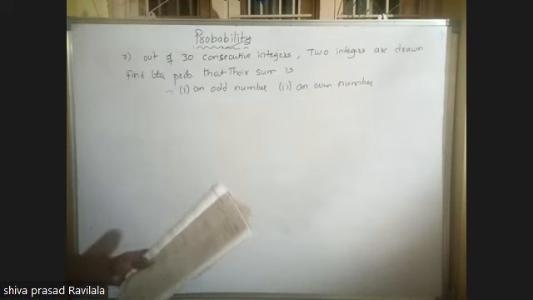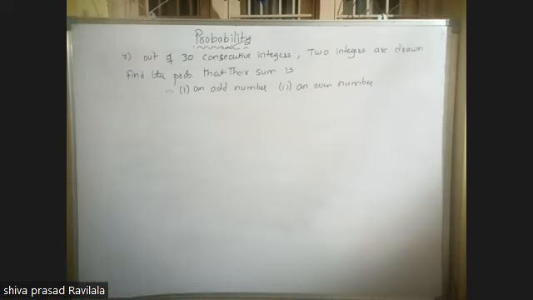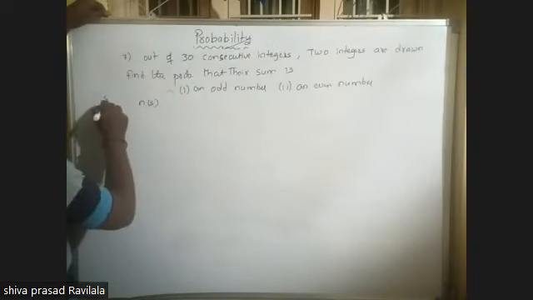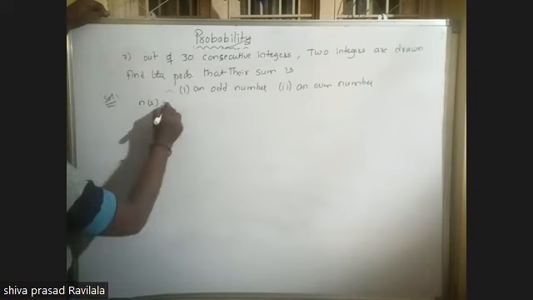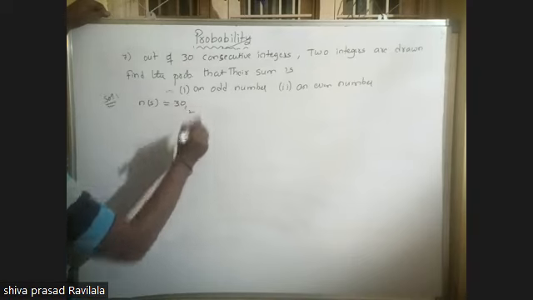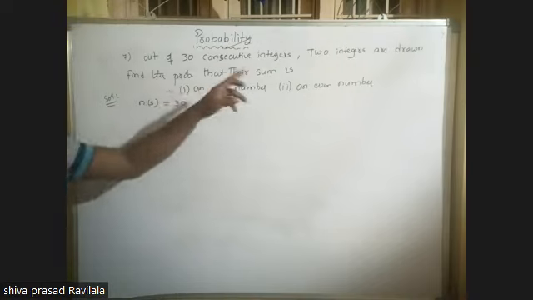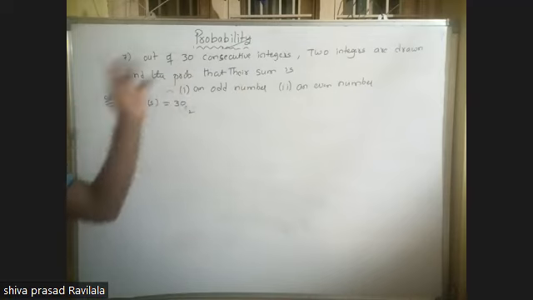How do you take that one? N of S you directly write down. Here 30 consecutive integers, 2 integers are drawn. N of S is equal to 30C2. We are taking 2 integers, therefore 30C2. And what is our question? Find the probability their sum is an odd number and their sum is an even number.